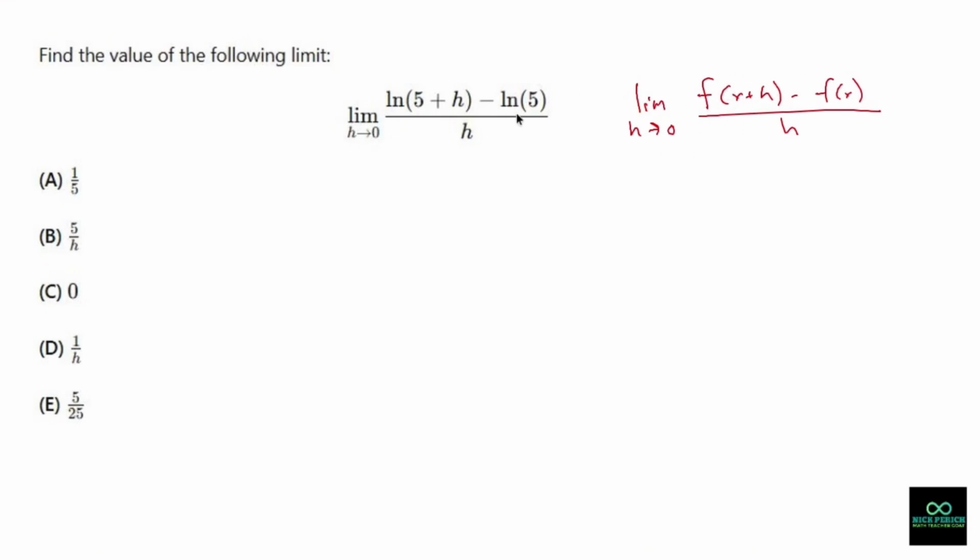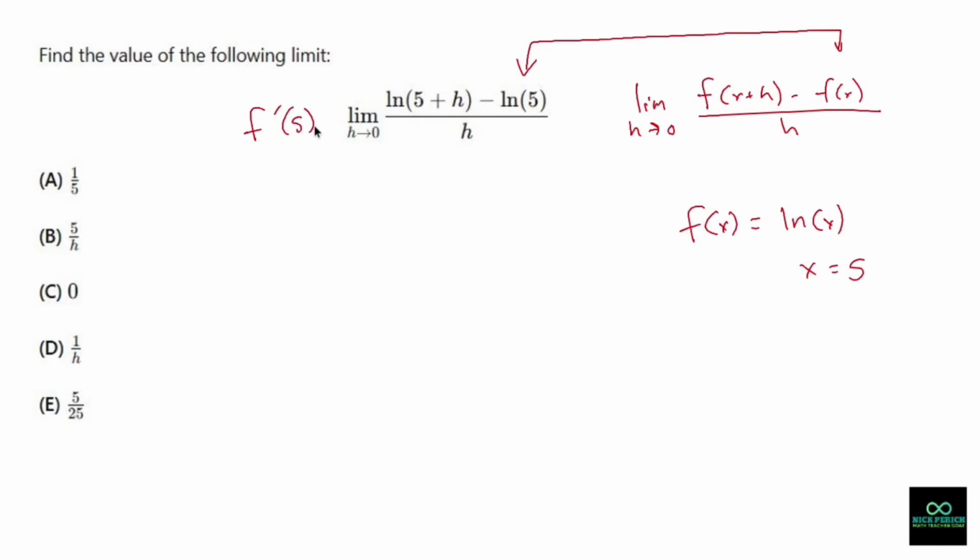So you're basically comparing these two. And in a sense, if you notice this guy right here, ln(5) and f(x), that means f(x) is ln(x) at x equals 5. So that's what we're trying to do. We are trying to find the derivative, not as x approaches 5, but when x is 5.